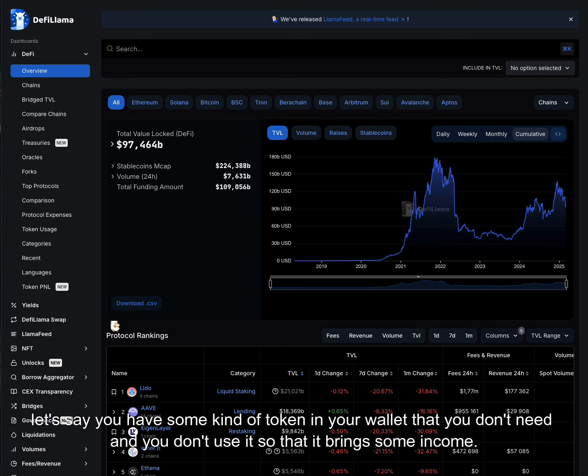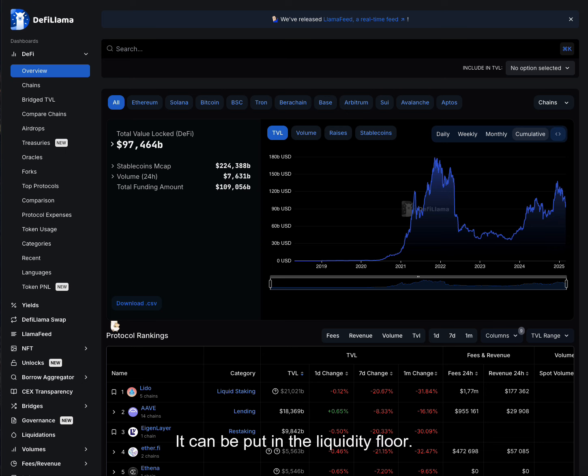Let's say you have some kind of token in your wallet that you don't need and you don't use, so that it brings some income. It can be put in a liquidity pool. There are nuances there, which I will talk about now.